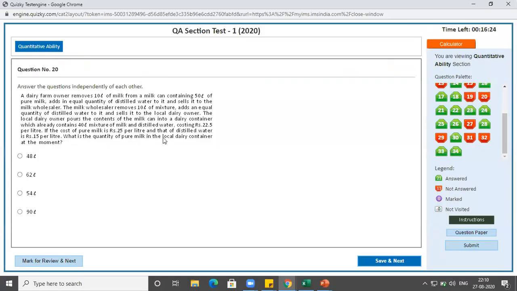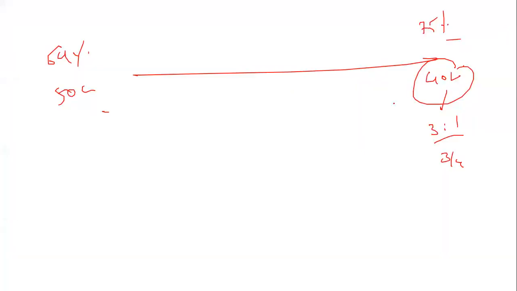Right. What is the quantity of pure milk in the local dairy container at the moment? Local dairy container. 3:1. Okay, when I mix them, no, I can't mix them both. What is the quantity of pure milk? Okay, so now of the 70 liters, how much milk will I have left? Okay, so this volume is 5:4. The concentration is going to be 4:5. I'll divide this by 9, 4 parts away. So this is going to be 68.